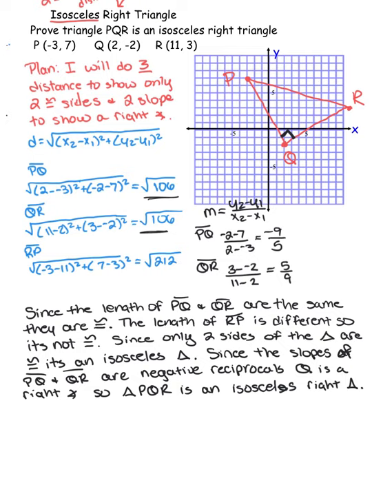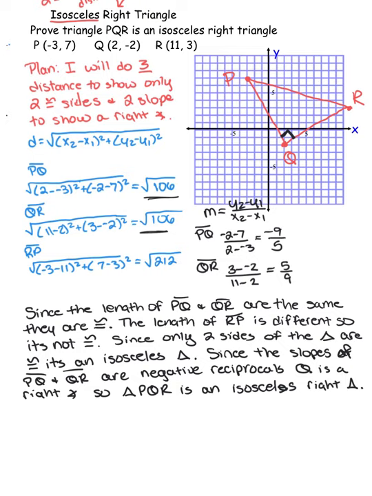When I started to write my conclusion, I wrote, since the lengths of PQ and QR are the same, they are congruent. The length of RP is different, so it's not congruent. Since only two sides of the triangle are congruent, it's an isosceles triangle.